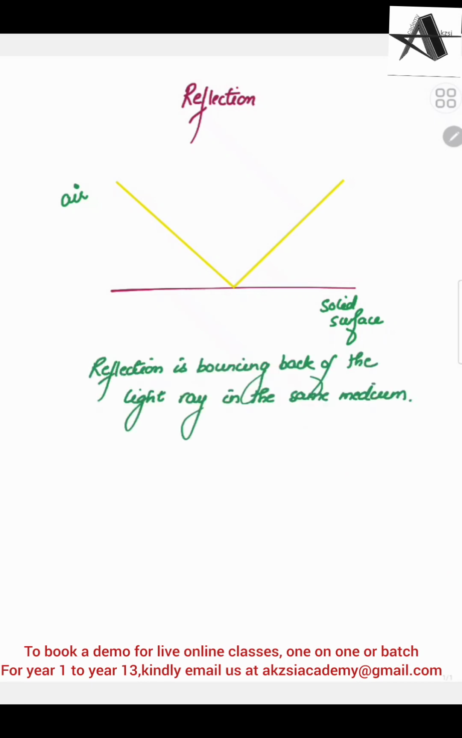If I label each of these, I can say this ray is called the incident ray. And this ray, because it has bounced back, has been reflected, is called the reflected ray. We will be studying each and every term while I discuss the laws of reflection.